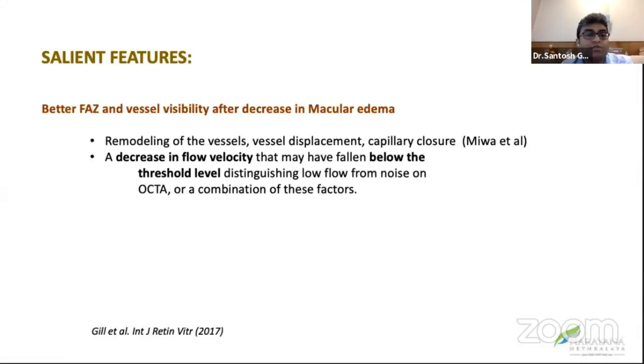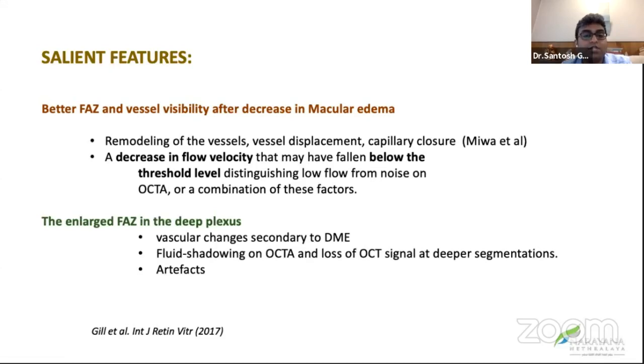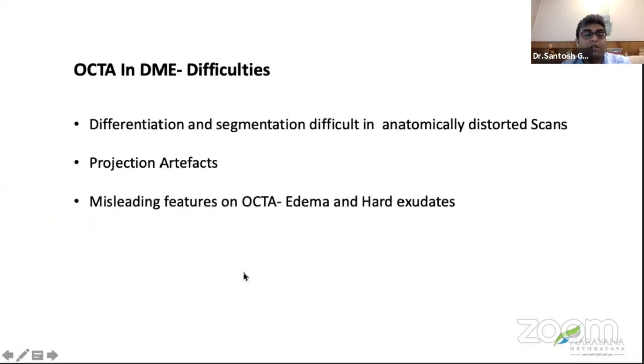So coming to the features we need to keep in mind when we are interpreting an OCTA, FAZ and vessel visibility can change once the macular edema decreases. That could be because of the remodeling of the vessels, as we discussed, vessel displacement and capillary changes, and even a change in the vessel flow velocity. And even the FAZ changes because of the vascular changes secondary to DME, fluid shadowing, loss of signal, and several other artifacts. Coming to the difficulties in interpreting OCTA in DME, it could be because of differentiation and segmentation difficulties in anatomically completely distorted scans, projection artifacts, and there can be several other misleading features like edema and hard exudates.